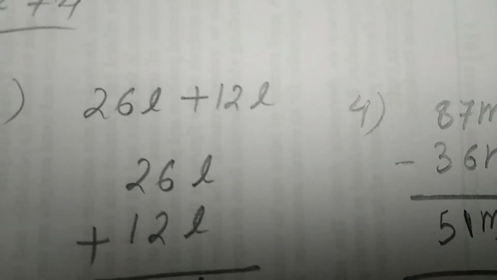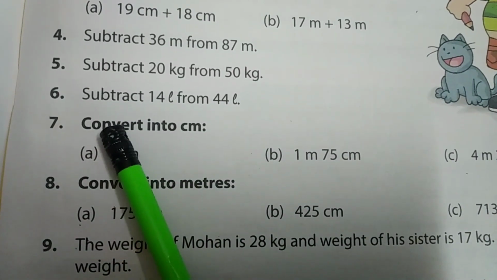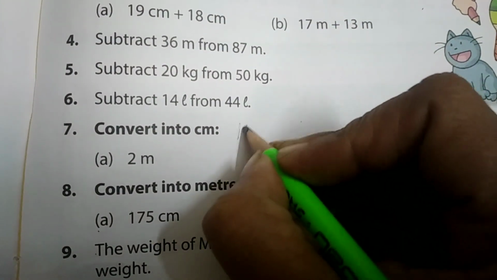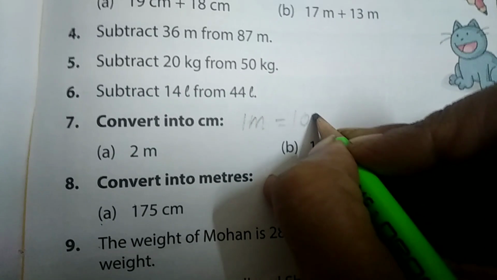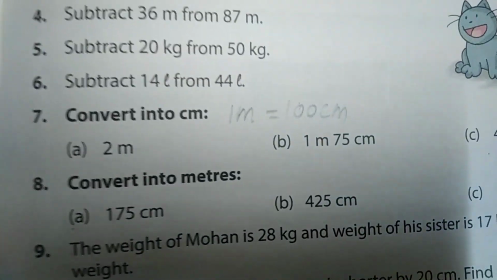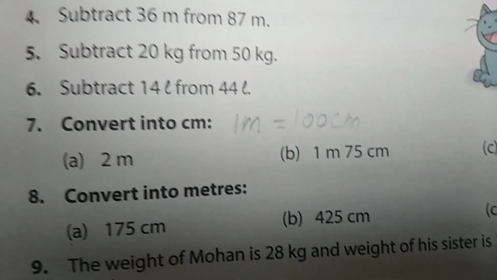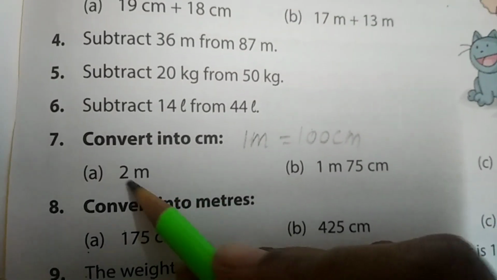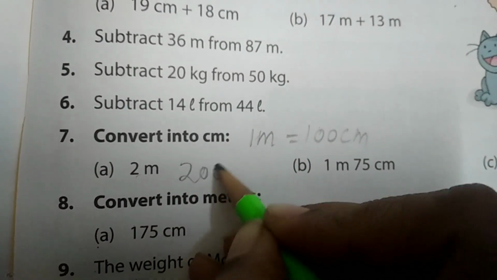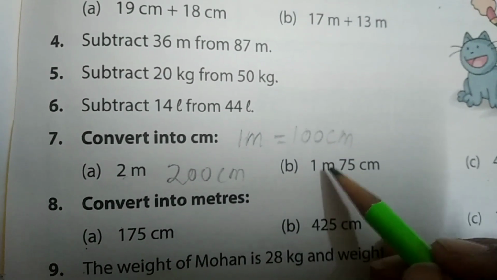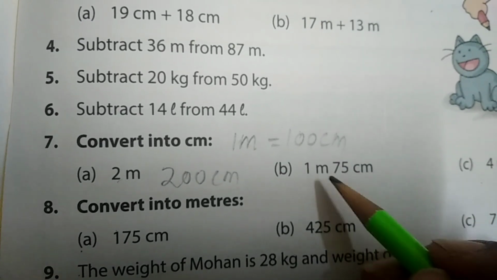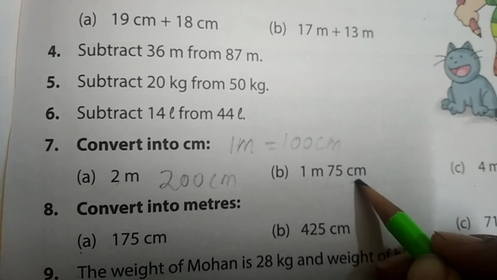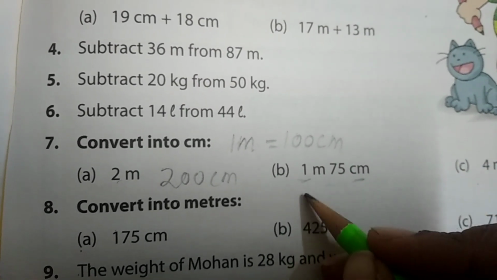Now moving to the 7th one. Now what is the question? Convert into centimeter. Now children, here one thing you remember, that 1 meter is equals to 100 centimeters. This is the standard conversion you have to remember, right? 1 meter is equals to 100 centimeter. Now 2 meters will be 200 centimeters. 1 meter 75 means the meter you have to convert plus 75. If this is in centimeter, you have to add.